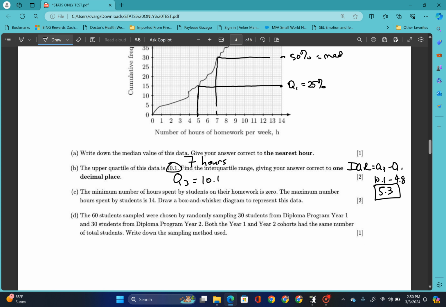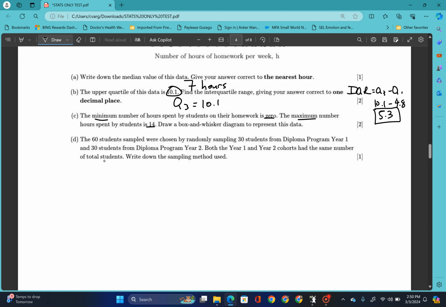All right, part C. So now we have our 5-number summary, right? The minimum is 0. The maximum is 14. So we could draw our box and whisker plot. So from 0 to 14, right? Here's 0. The maximum is going to be 14. So 1, 2, 3, 4, 5, 6, 7, 8, 9, 10, 11, 12, 13, 14. Okay, let me make that a little bit ahead. So this is going to be 14. And we're going to draw our scale.